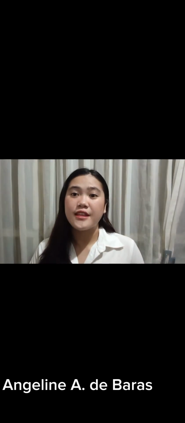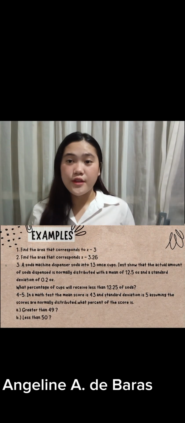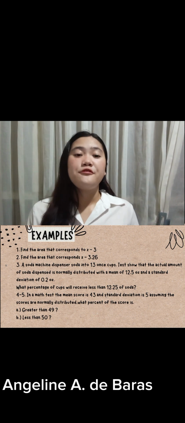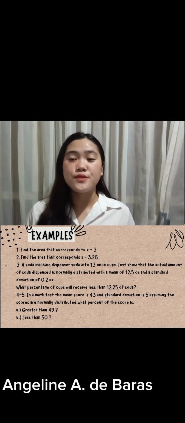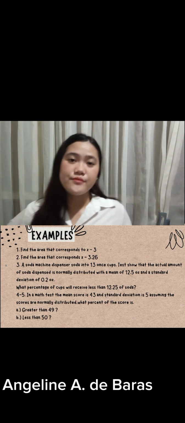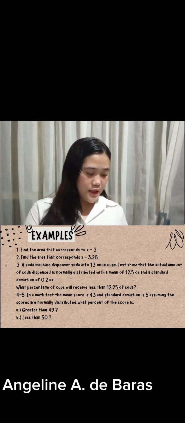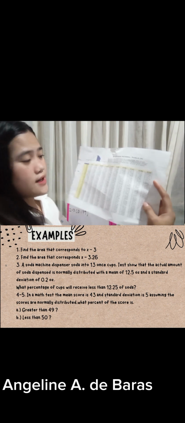So after knowing what is normal distribution and standard or z-score, let's have an example of how to find area using our z-table. So first, let's answer number 1. Find the area that corresponds to z equals 3. So first, we need to use our z-table. So let's see here on my paper. You can see this in this yellow bar.